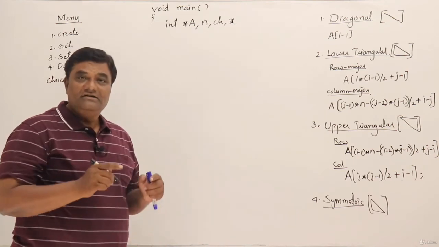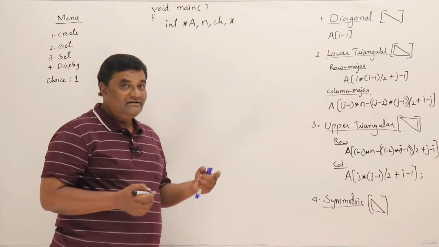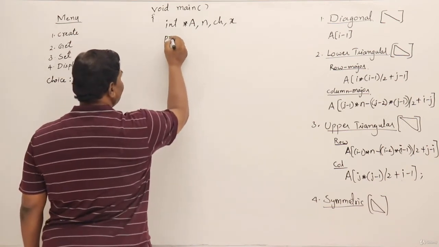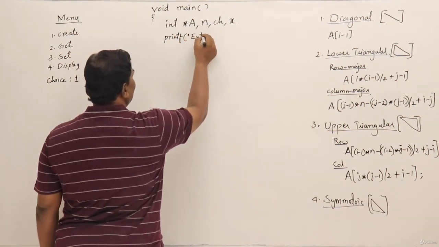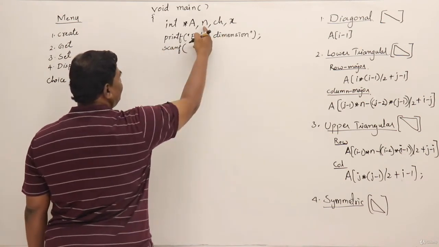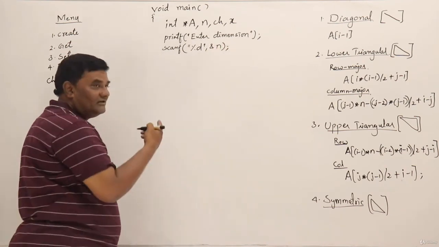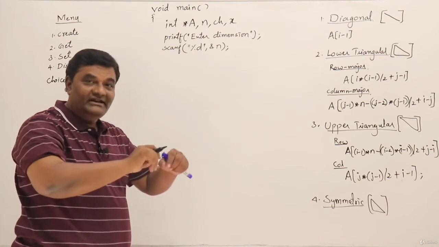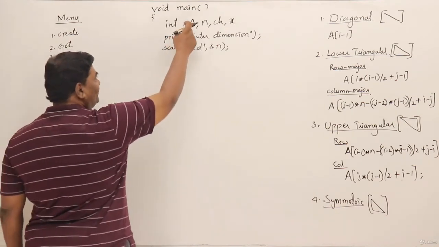The first thing, the program should ask what the dimension is and create an array. So let us write a message, printf enter dimension, and scanf to take the dimension in n, ampersand n. So here we got the dimension. Now next thing, I should create an array in a heap and assign to a.